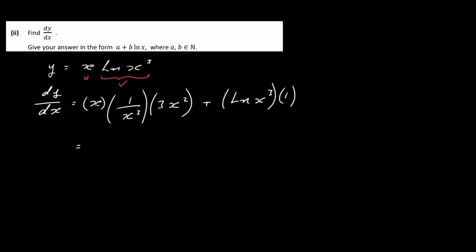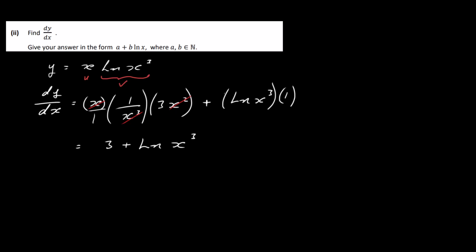Let's see, what you've got here is an x over x cubed times 1 times 3x squared. Well, if you multiply x by x squared, you'll get x cubed, and that x cubed is on the top, so it'll divide by the x cubed on the bottom. So all those x's there will just cancel, if you like, and you'll just end up with 3 here. And on the right hand side of this plus sign here, we have log of x cubed times 1, which is just log x cubed.